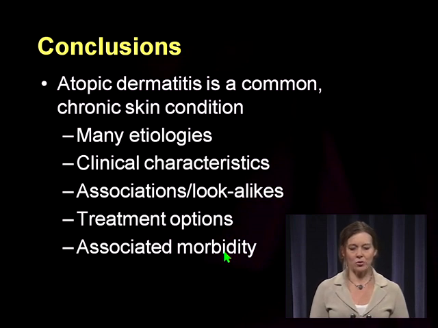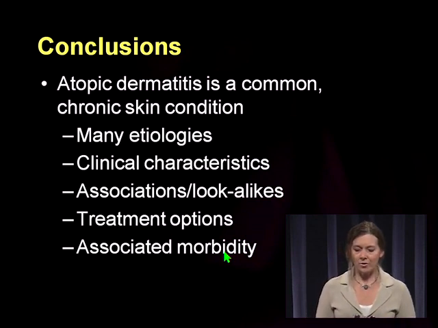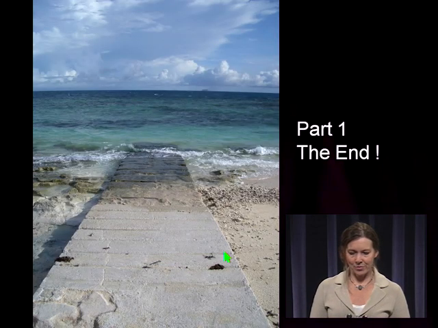We've talked about it being a chronic skin condition with multiple etiologies. We've talked about the clinical characteristics, as well as some of the things to consider in your differential diagnosis. We've touched briefly on treatment options as well as associated morbidity. Okay, so that's the end of part one.